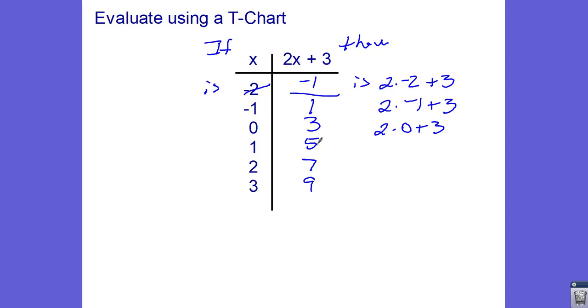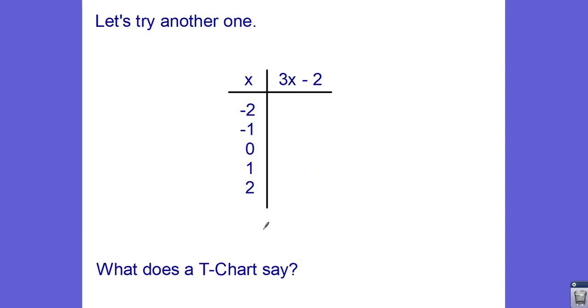Okay? So let's see if we can do another one real quick. What if I gave you this one right here? Oh, well, what does the T-chart say again? Let's see if you remember. Can you say it?